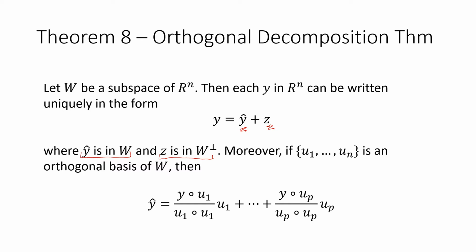And moreover, this theorem actually says that if you have a basis for your subspace, an orthogonal basis, you can actually write out what your projection is. And again, this is a formula using the inner product or the dot product that we've seen for the last couple of lectures.